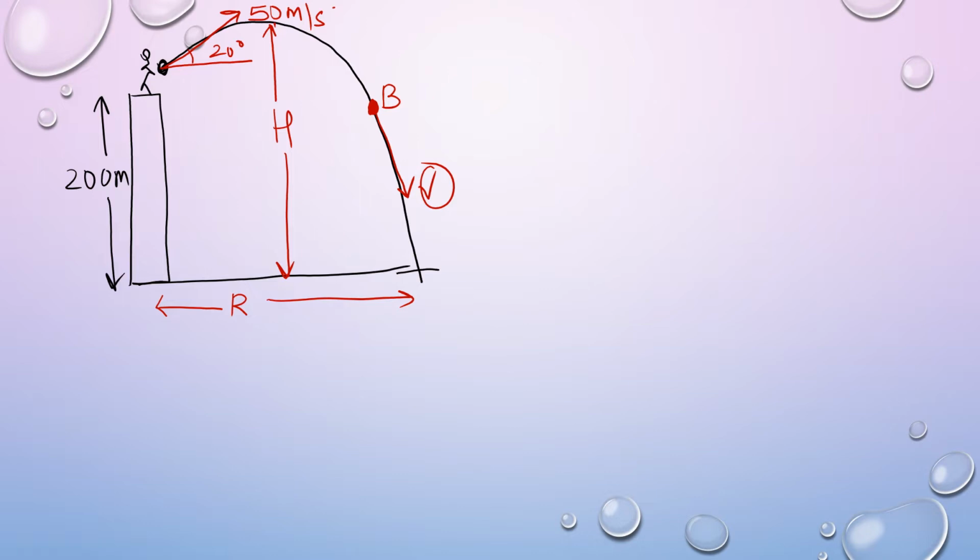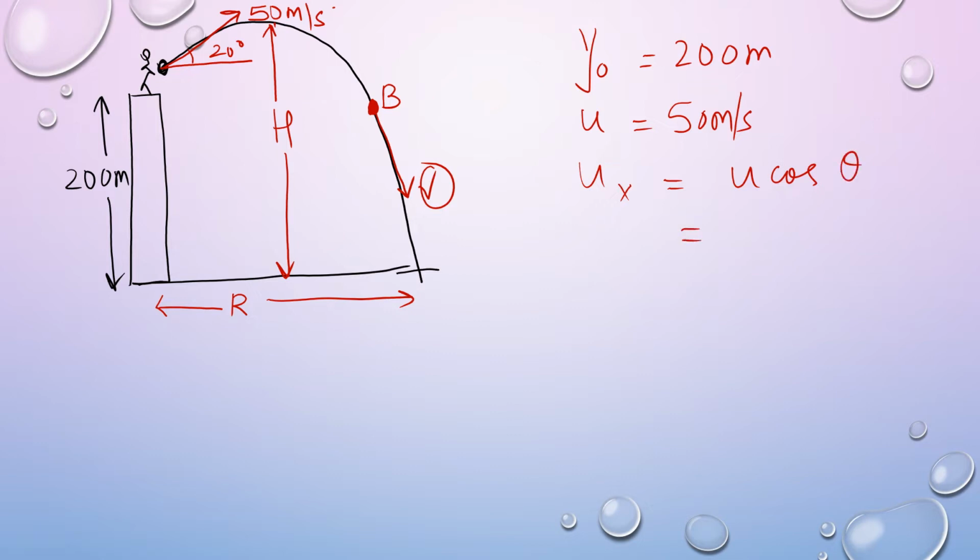The initial step to solve any numerical is to write down all the knowns and unknowns. My known is my initial height, which is 200 meters. Initial launch velocity is 50 meters per second. Because it's a vector quantity, I can find its horizontal and vertical components. The horizontal component is u cos theta, which is 50 times cos of 20 degrees, because my angle is 20 degrees. This comes out to be 46.98 meters per second.